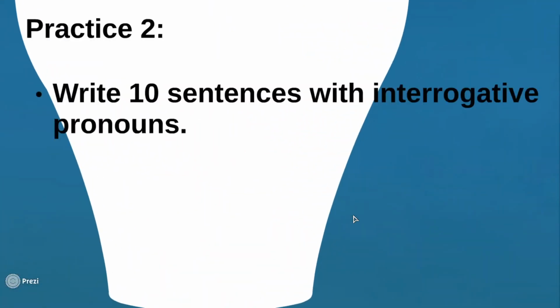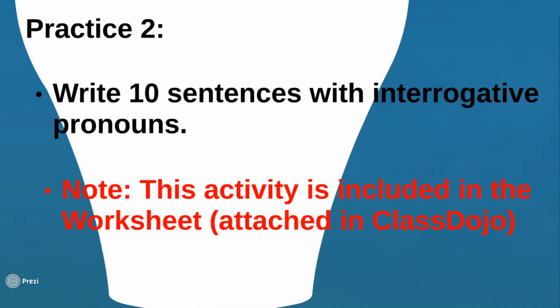Practice number 2. So I want you to write 10 sentences with interrogative pronouns, and this activity is included in the worksheet attached in Class Dojo. So again, the requirement today, the task or assignment for today is not Socrative. It's downloading and answering the activity attached in the Class Dojo. Okay? So let's go to the second activity for today, second topic.